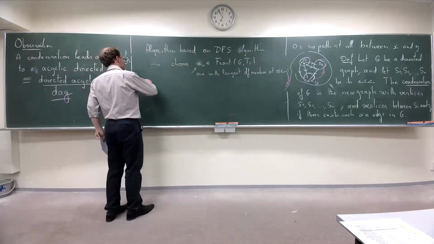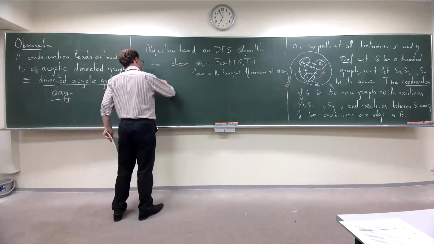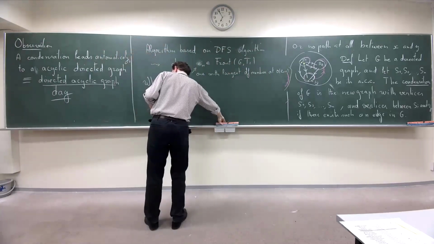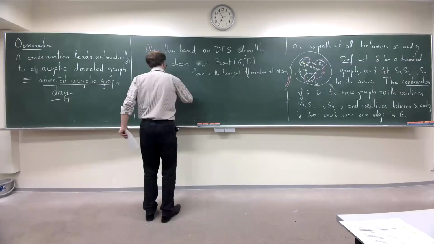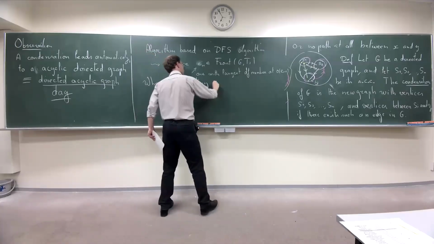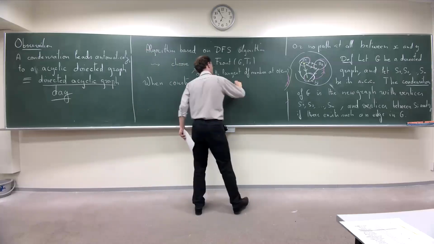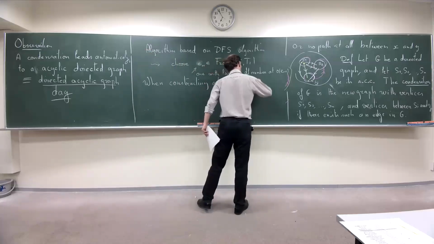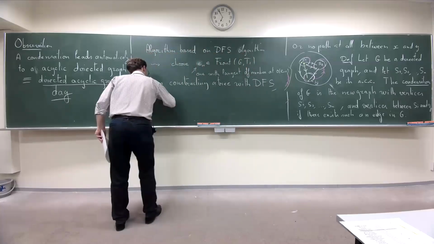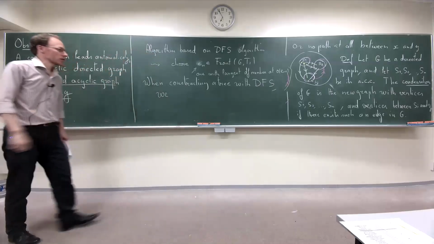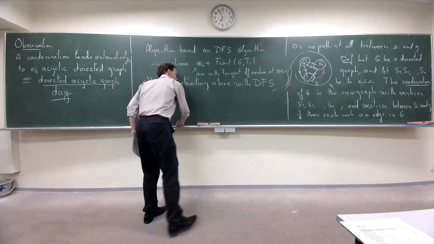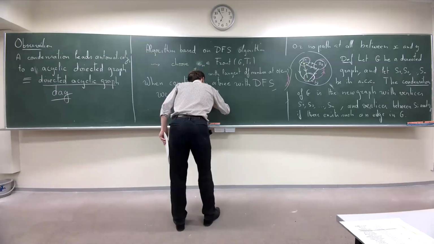And when constructing a tree with this algorithm, we get. So let me just draw something that we can get, and I give different names, and these names are important. So I do the simplest one.